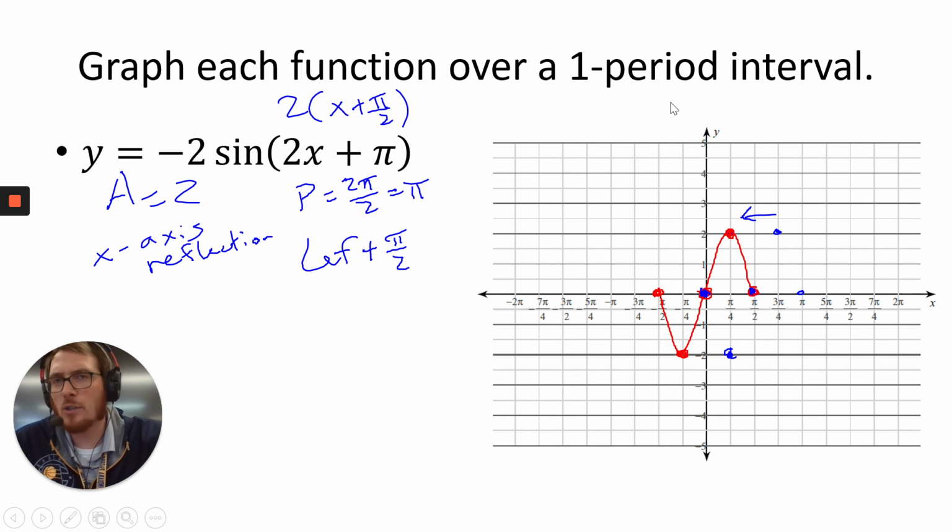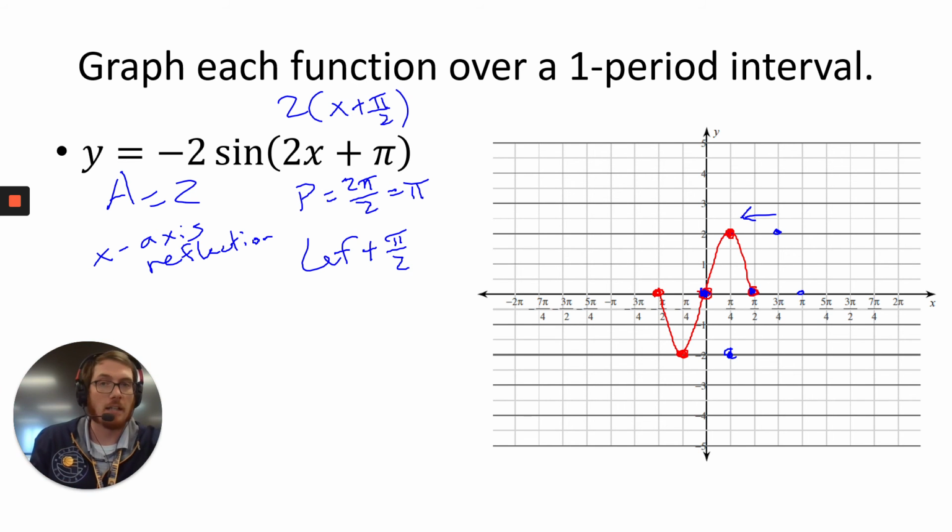This question has that same issue that we talked about before. You've got to factor the 2 out to figure out the correct phase shift. The period would be 2 pi divided by 2. You would get that right regardless of if you factored it or not. But everything shifts to the left pi over 2.